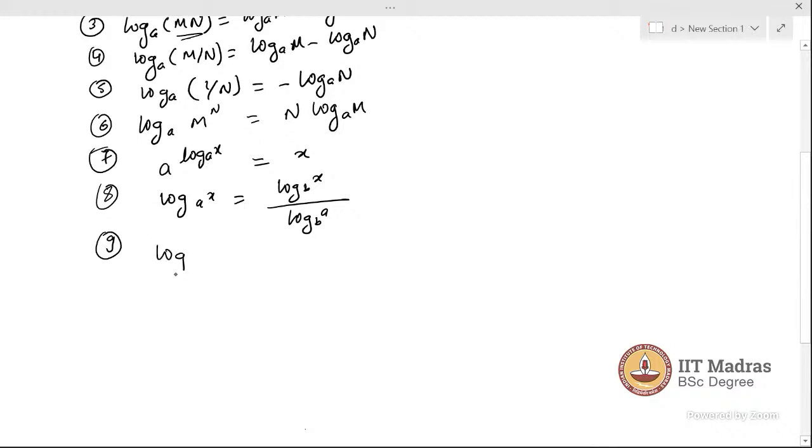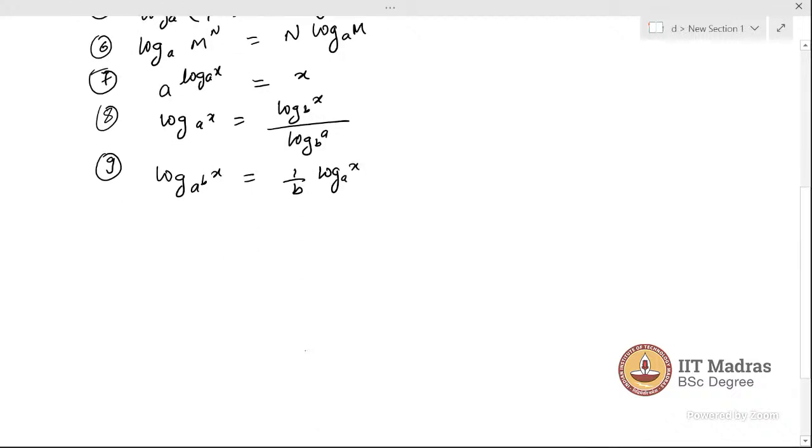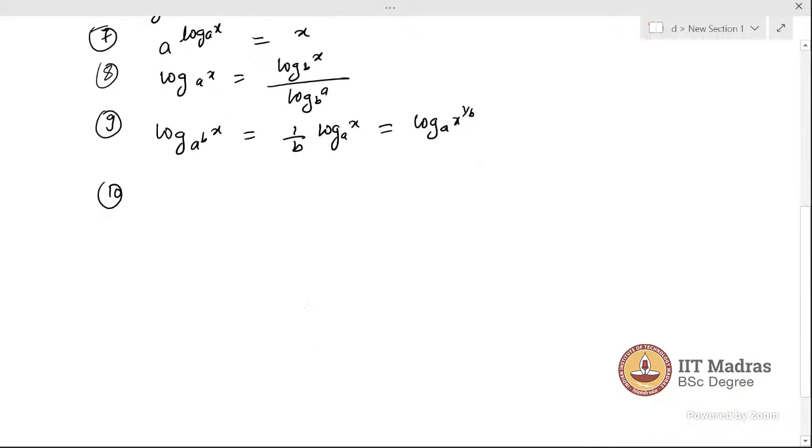So okay, now what about log of x base a to the power of b? It is 1 by b log x base a. Okay, what about, I can also write this later on like this, log of x to the power of 1 by b base a. Yes, sir. Right? Yes, sir.